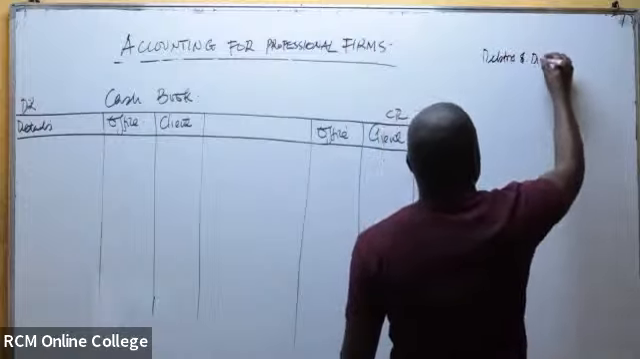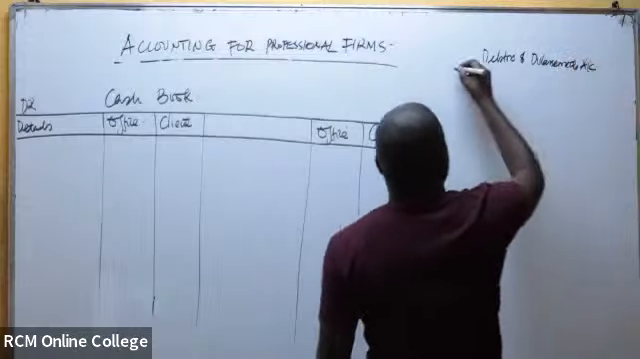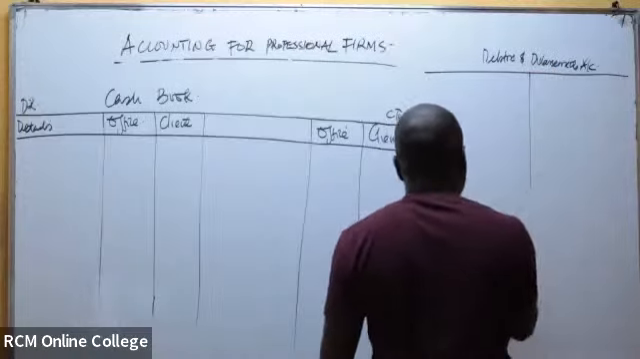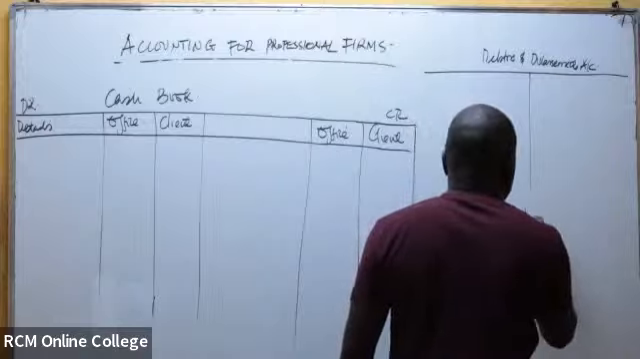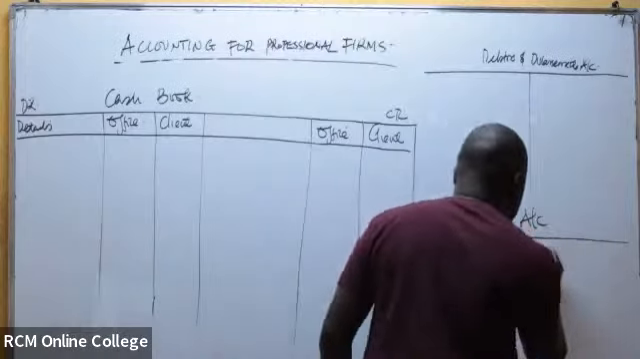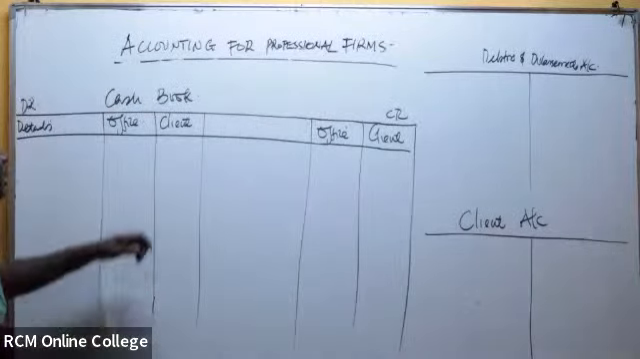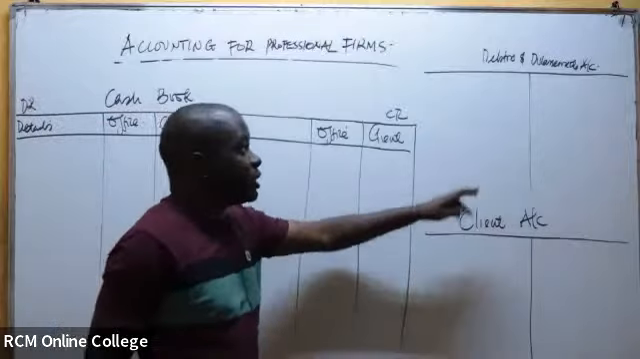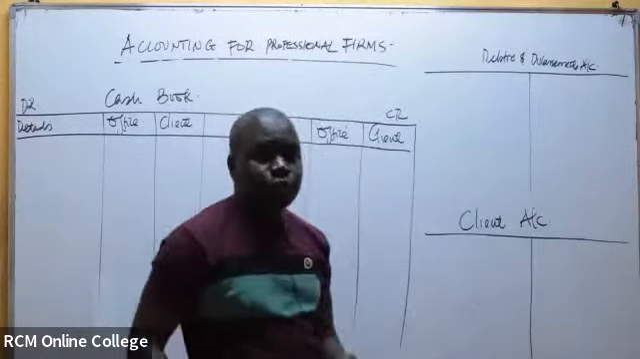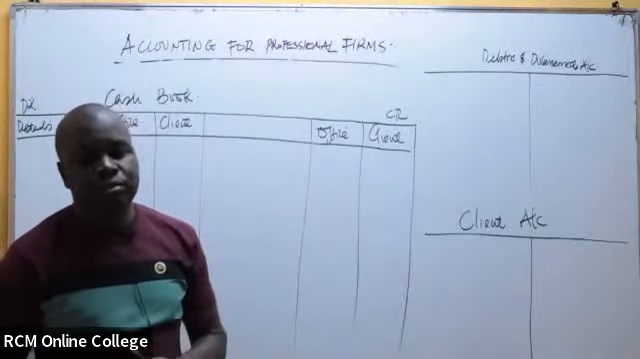There'll be the debtors and disbursements account. Then we can also have the client account maintained. Of course, what they wanted from us is the cash book and the client account. But this one is very important because it will enable us to know the balance for the debtors and disbursements, which we will take to the statement of financial position as an asset, as I had already indicated to you earlier.